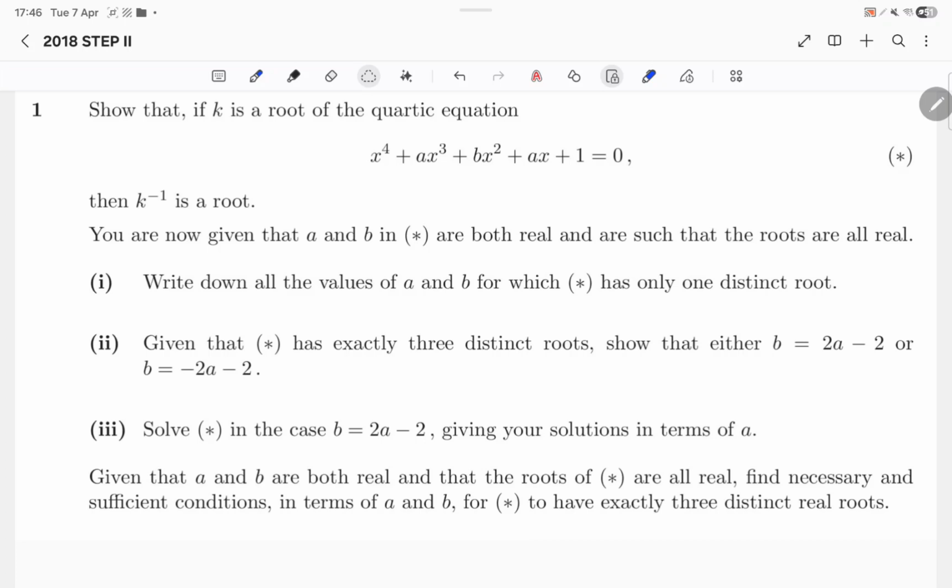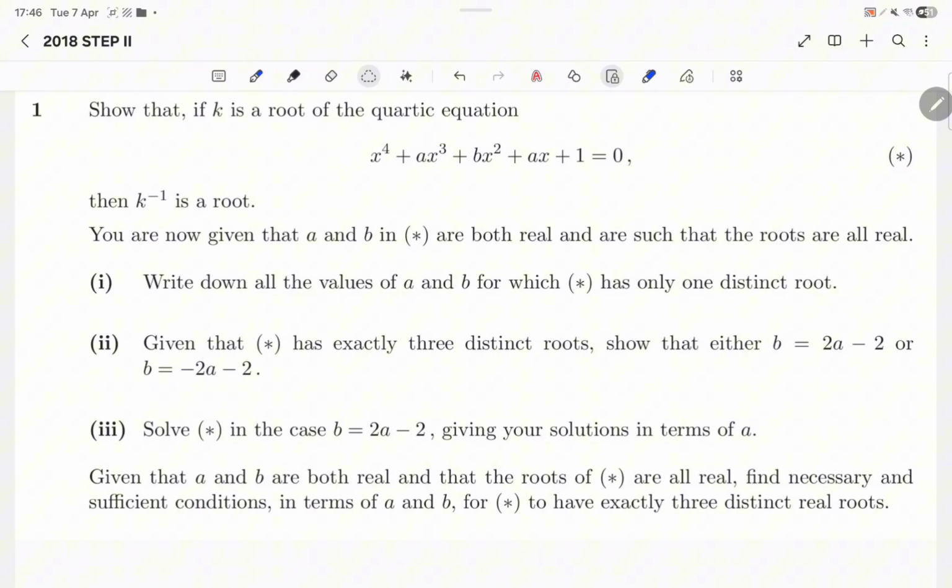Part 1. Write down all the values of a and b for which star has only one distinct root. Part 2. Given that star has exactly 3 distinct roots, show that either b = 2a - 2, or b = -2a - 2. Part 3. Solve star in the case b = 2a - 2, giving your solutions in terms of a.